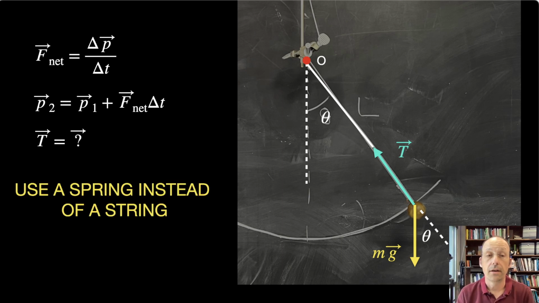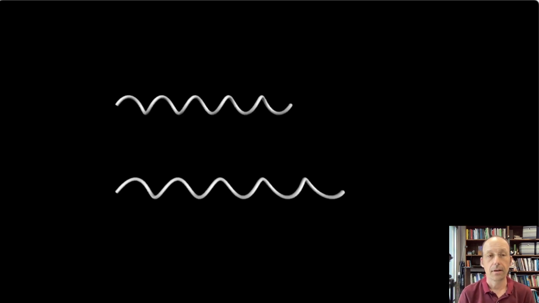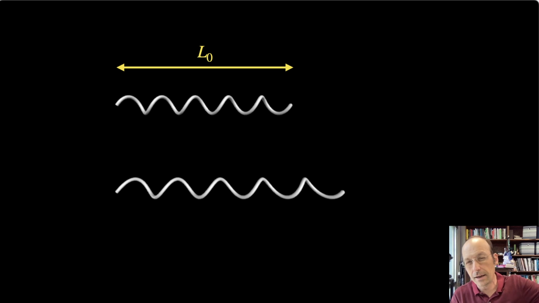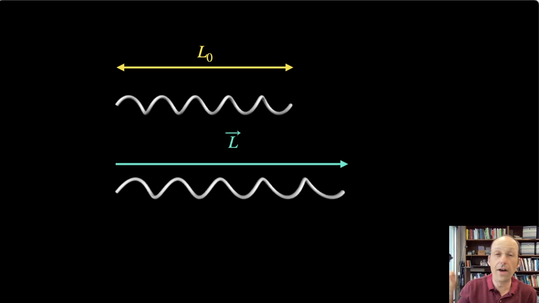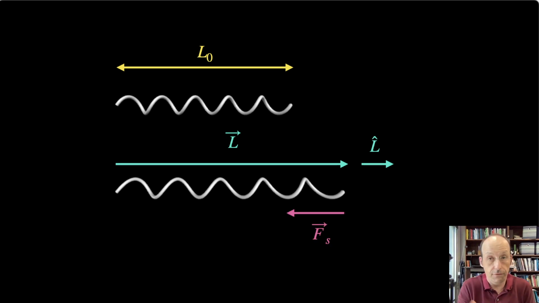So let's throw away the string and use a spring instead, because with a spring I can calculate the force. So here's a spring right there on the top, and then I'm going to stretch it. Let's say I have a spring and it has an unstretched length L0. Again, I'm using L, and it was a bad idea. You just got to live with your bad ideas. Now if I pull that spring and stretch it so it has some new vector length, I'm going to write it as a vector so we can deal with directions, a vector length L, with a unit vector for the direction, L hat, then it's going to exert a force pulling it back in the other direction, Fs.